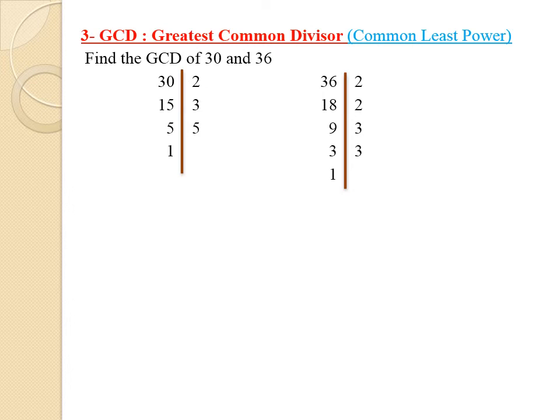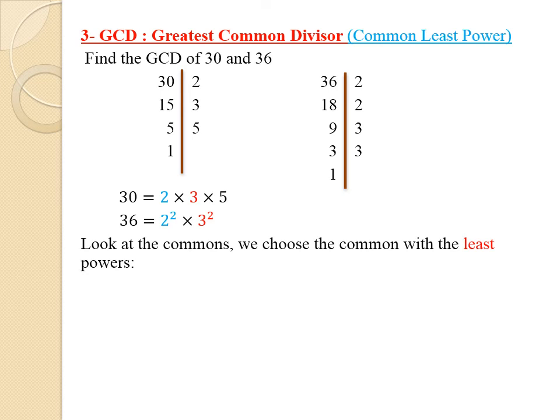my work is correct. Now 36 كمان بدي اكتب لل prime factorization divisible by 2 to get 18. 18 هي 2 times 9. 9 هي 3 times 3 و 3 هي 3 times 1. So the prime factorization of 30 هي 2 times 3 times 5 وال 36 هي 2 times 2 times 3 times 3 or by using power هي 2 square times 3 square. صح؟ هلا نجي لنقول ال GCD we have to take common least power.